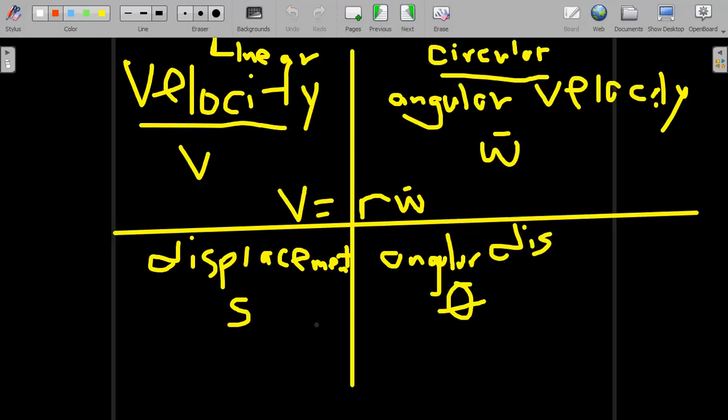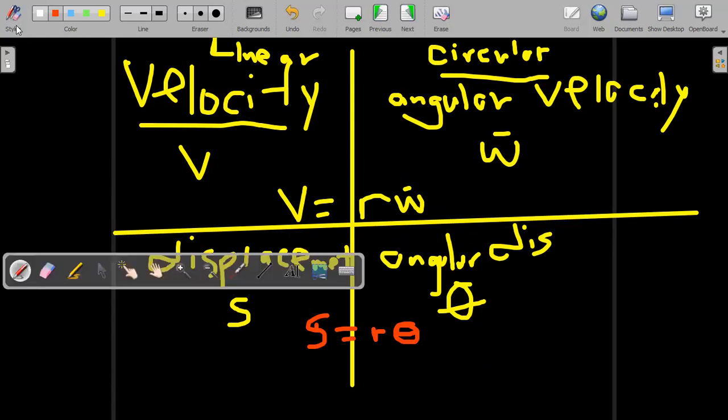Just the same, if you want to convert the linear displacement to the angular displacement, the formula that connects the two is radius multiplied by what? By theta. Are we together? Yes, sir.